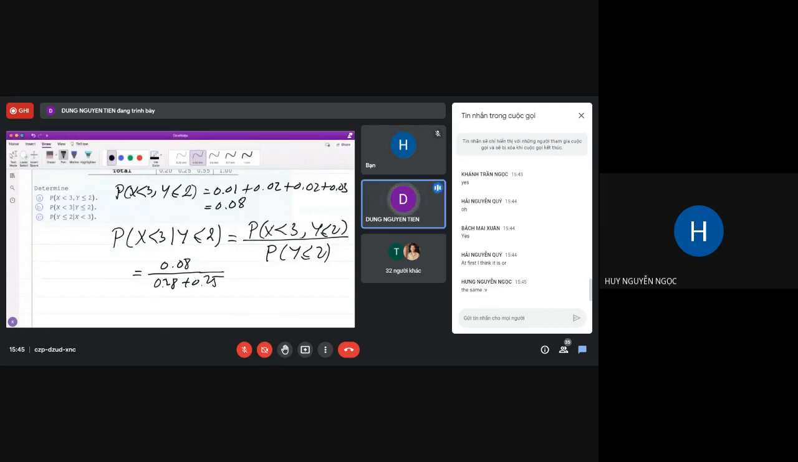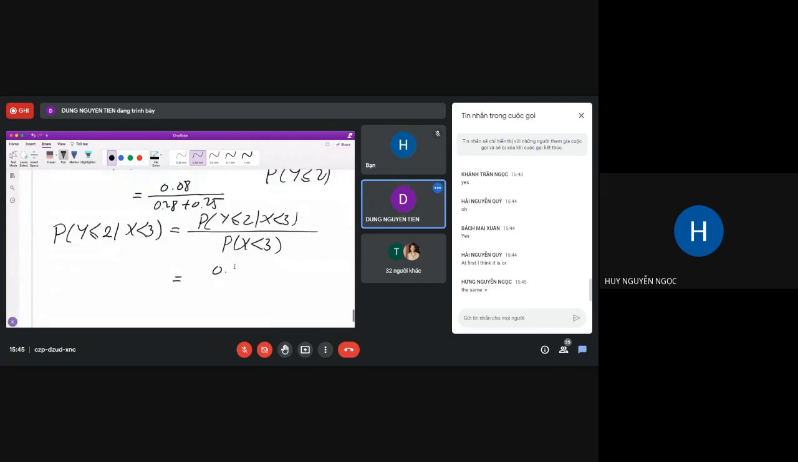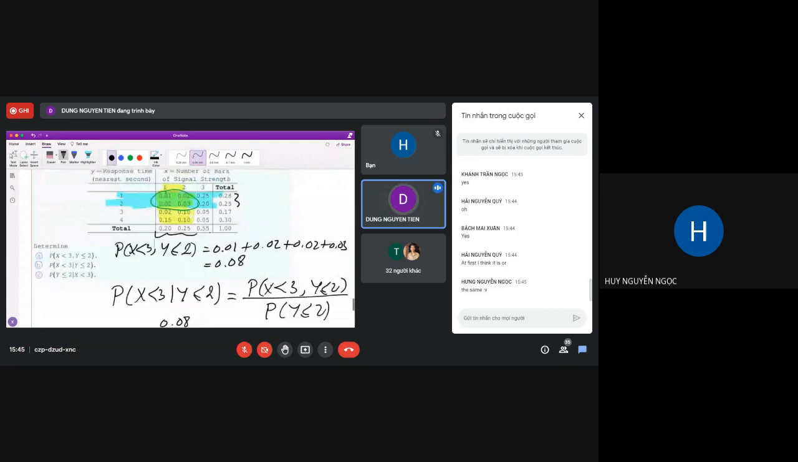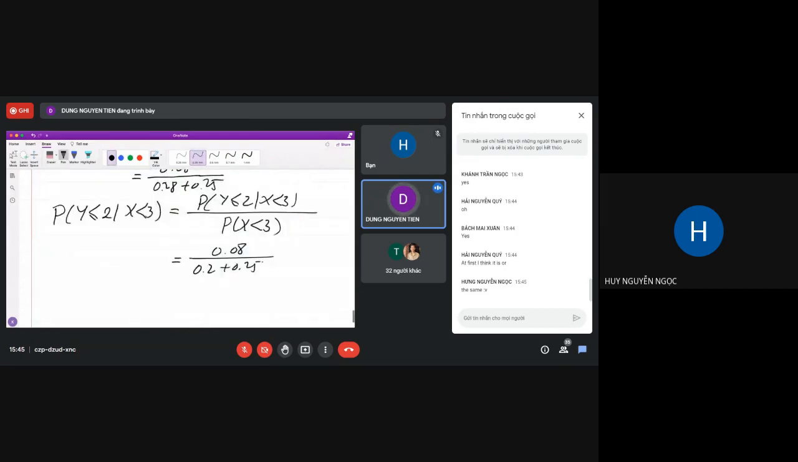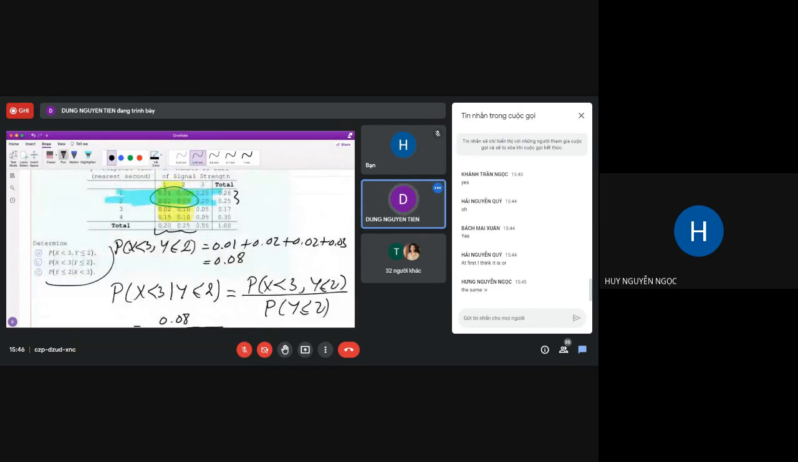Okay. You can also find the probability that y is less than or equal to 2, given that x is less than 3. That is the joint probability that y is less than or equal to 2 and x is less than 3, divided by the probability that x is less than 3. And then you can use similar arguments to get the answer. So you come up with 0.2 plus 0.25 for the denominator. So anyway, you can find these two probabilities without any problem, I think.